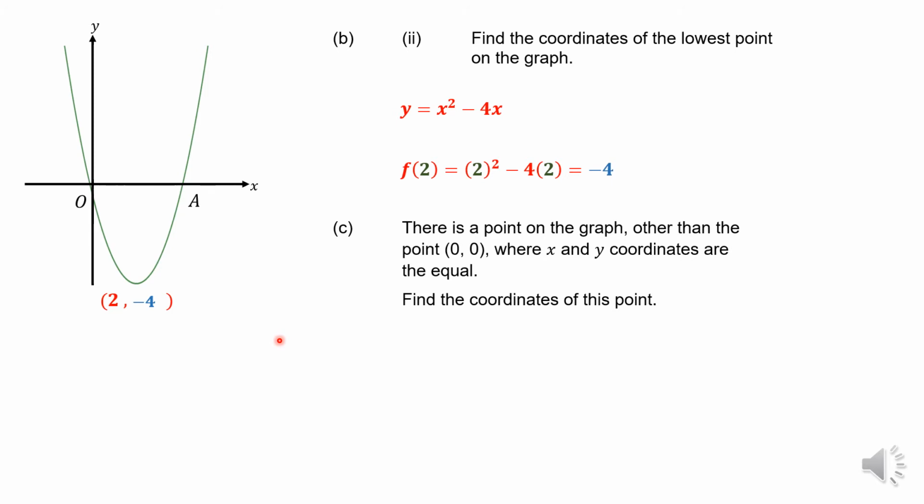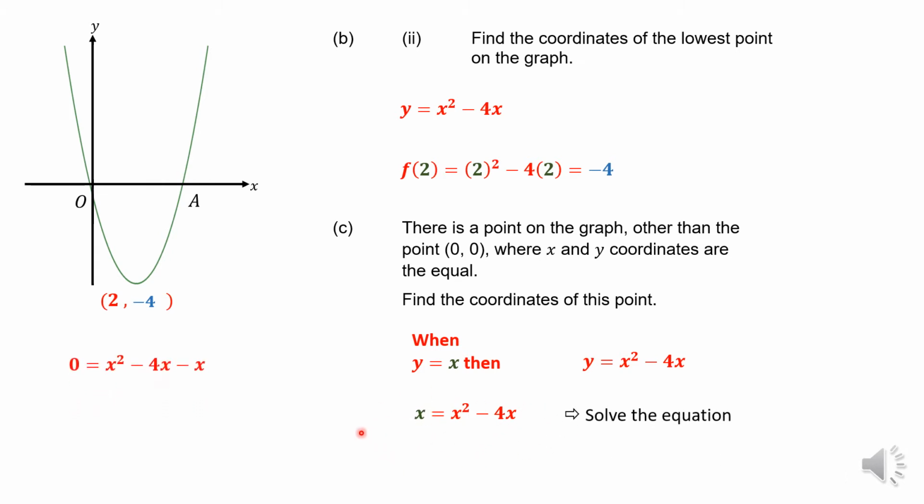Now, this particular question is very interesting. It says that there is a point on the graph besides the point (0, 0) where the x and y coordinates are equal, and we need to find that point. When x is equal to y, I can substitute into my equation: I take out the y and substitute it with x, and now I'm going to have an equation. So I'm going to solve this particular equation.